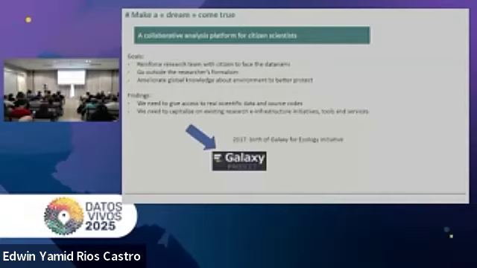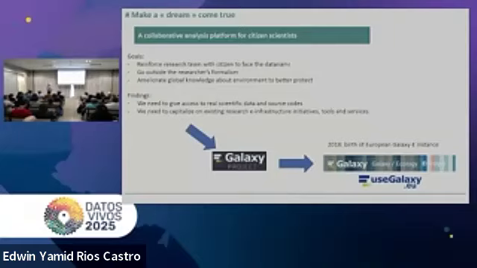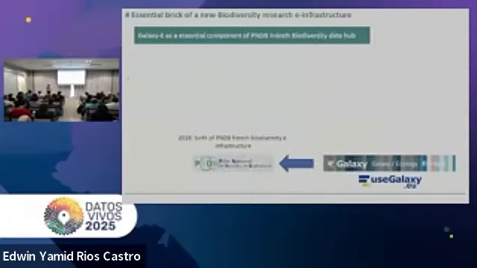And to capitalize on existing things. Existing things is, for example, Galaxy, which is 20 years old, for bioinformatics at the origin. And in 2017, we created the Galaxy for Ecology initiative. We then created the first public instance, a European scale instance, Galaxy-Ecology. And then there was the birth of a French biodiversity data hub, the PNDB infrastructure, where I was recruited to be the scientific and technical coordinator.